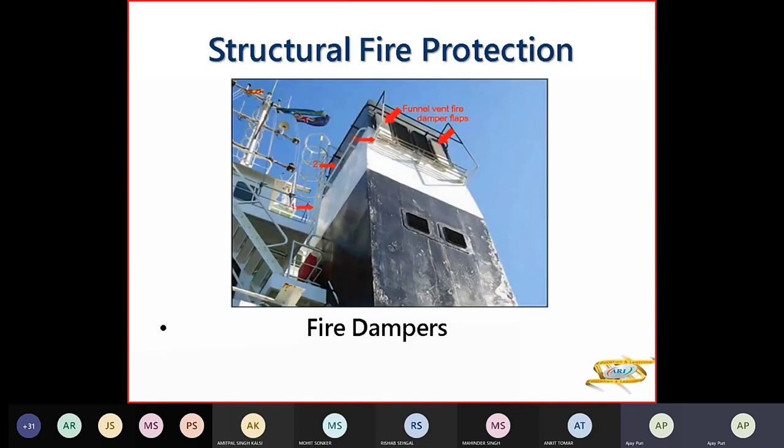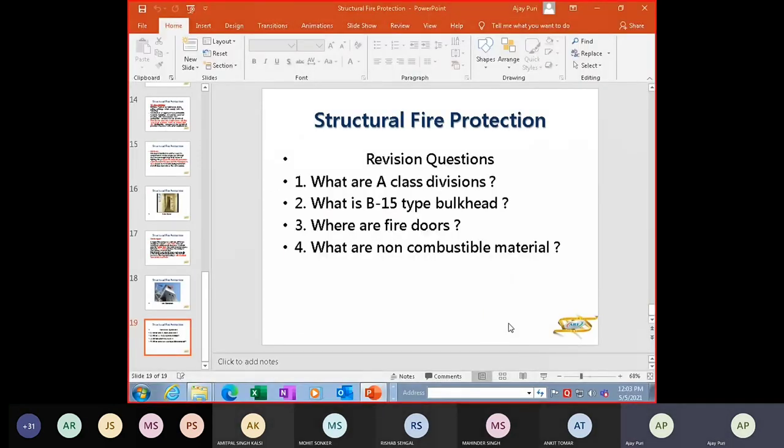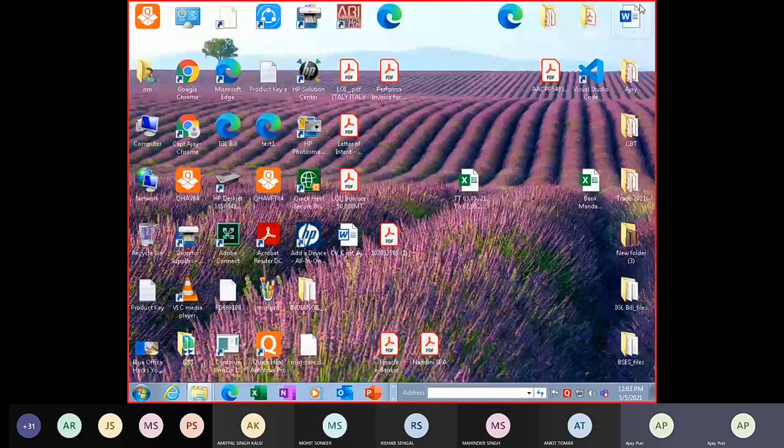So here you have fire dampers in your funnel. I didn't find a photo of the pump room dampers, so I put on photos of funnel vent dampers here. So now we have finished all these. So we will be starting with your midship sections now.